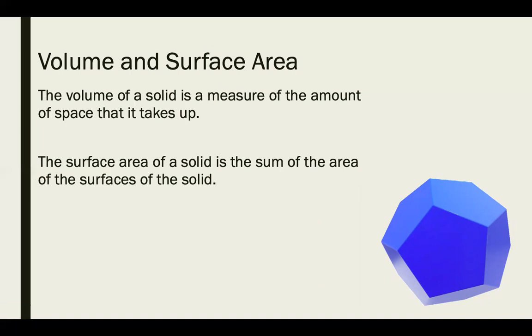And then surface area is the sum of the areas of the faces of the solid. So in this case, we would add up the area of this side plus this side plus this side plus this side plus this side plus this side plus the sides we can't see that would be on the back of the shape. So it's how much area that thing composes on all the sides of the figure.